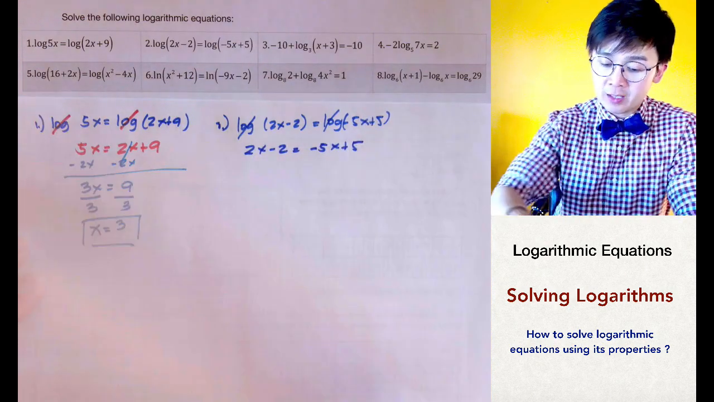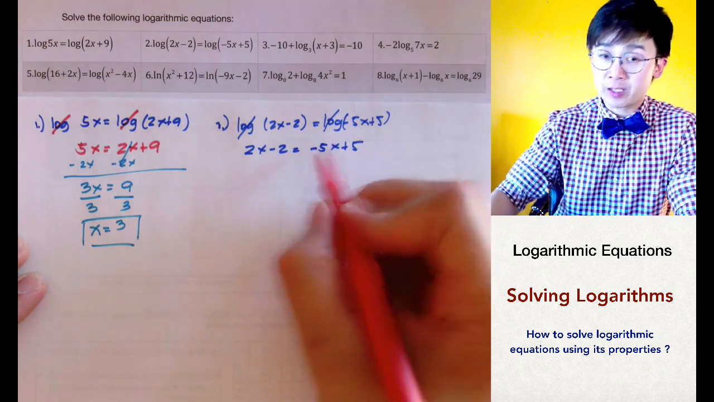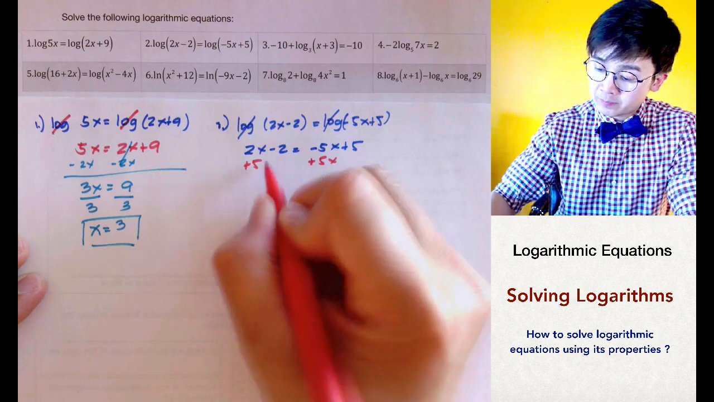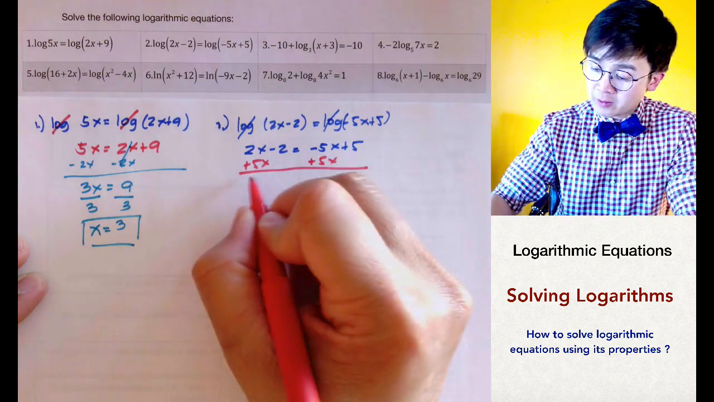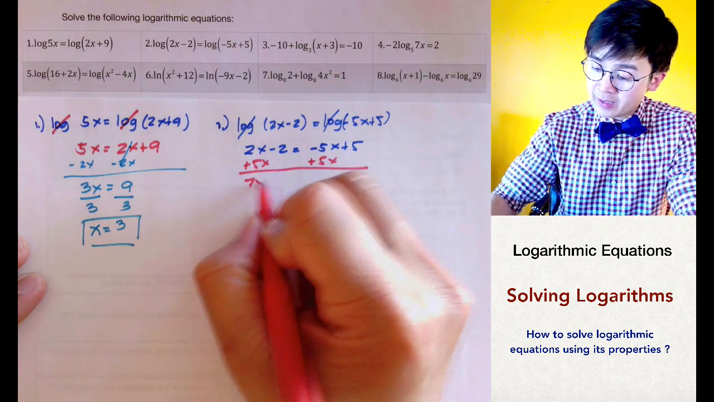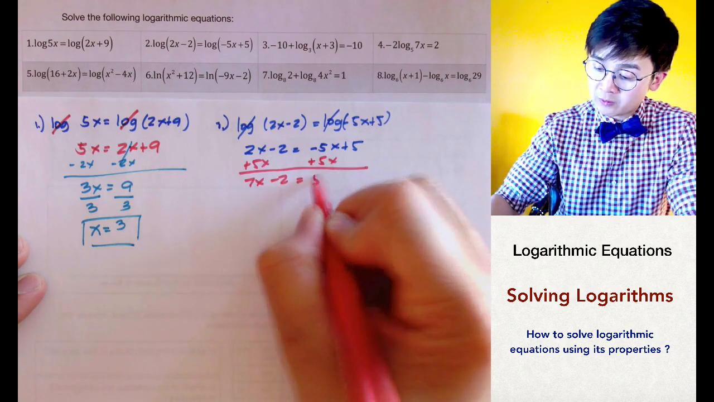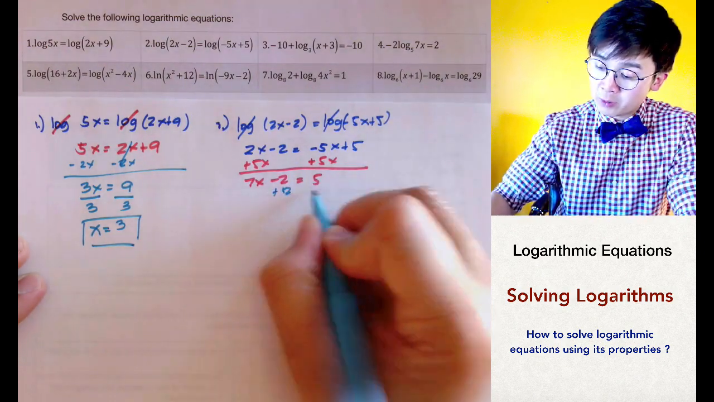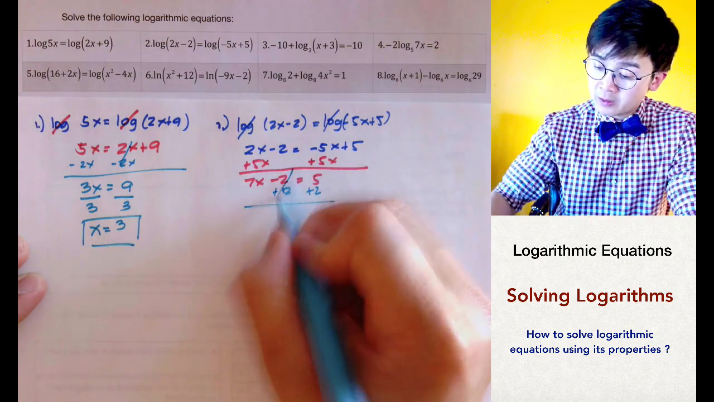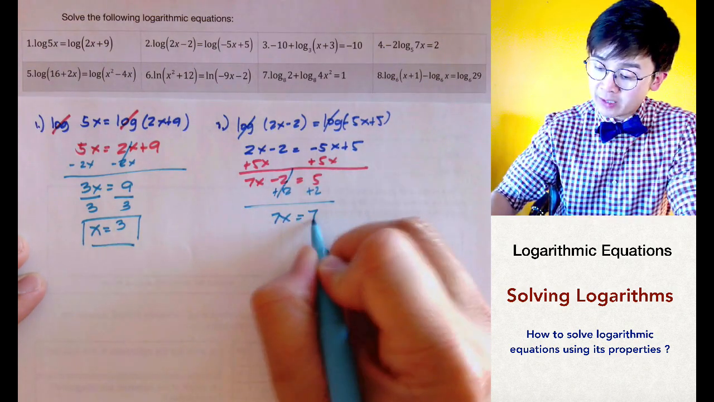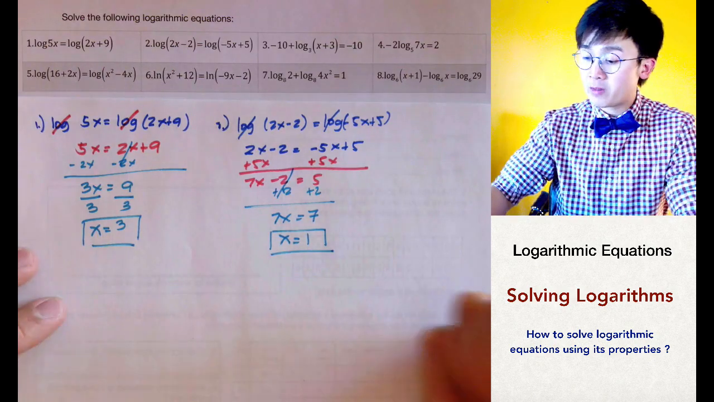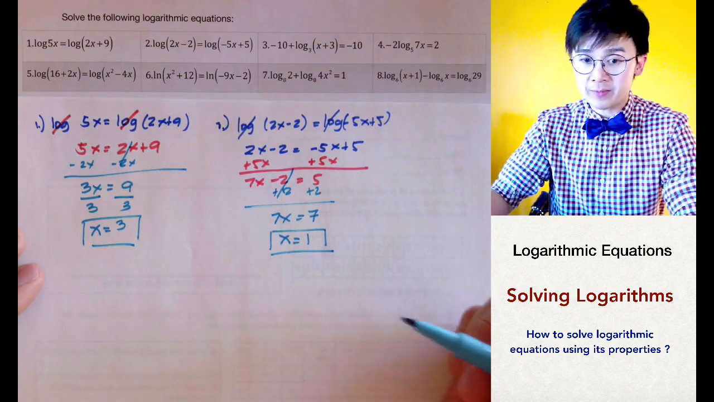plus 5. So by putting your x dun sa kabilang sides, add natin yung 5x. So meron tayo ngayong 7x minus 2 equals 5. And then you add 2 on both sides. So you'll have 7x equal to 7. So x is equal to 1 kasi divide mo yung both sides ng 7.